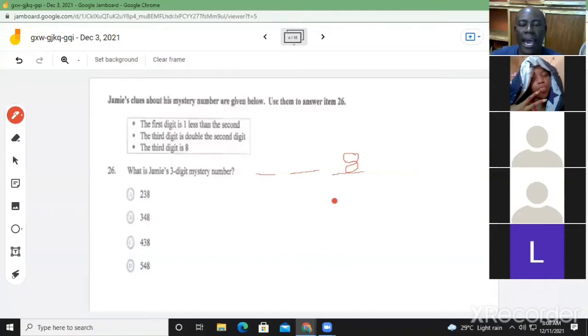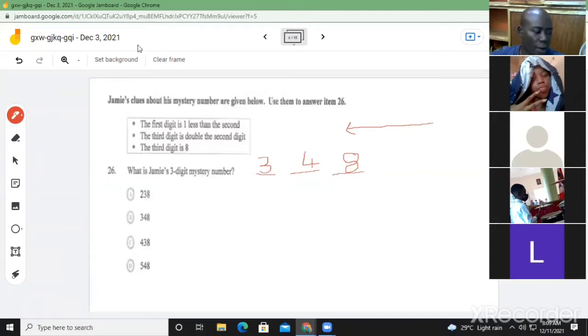Yes, sir. And then we're going to go backwards now based on the clues that we're getting. So in going backwards, if the third digit is 8, then this is saying that the third digit is double the second. That means if you divide this by 2, you'll get 4. And then going backwards, it says the first digit is 1 less than the second, so it's 1 less than that. So this is 3. Everybody agree to that? Yes, sir. All right. Okay.